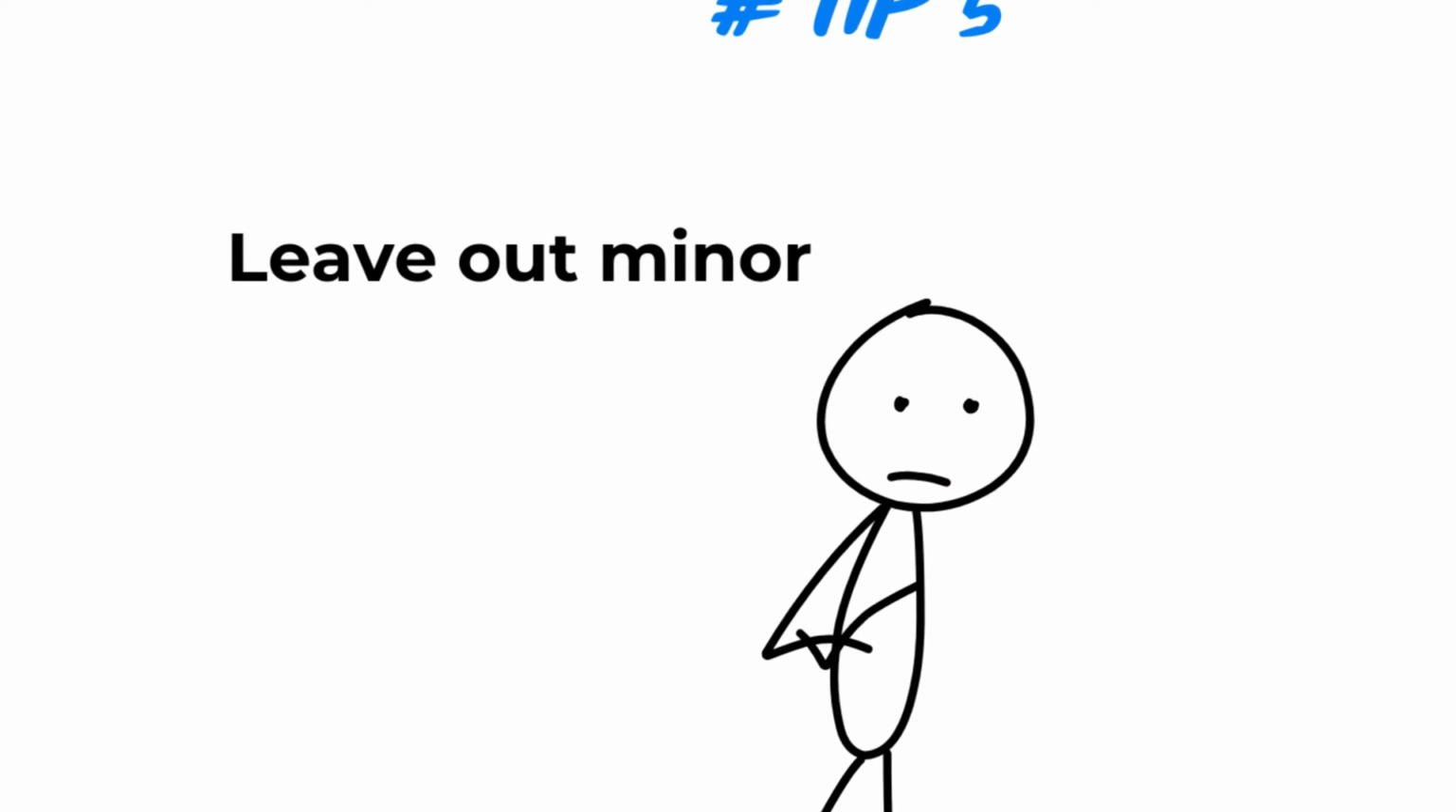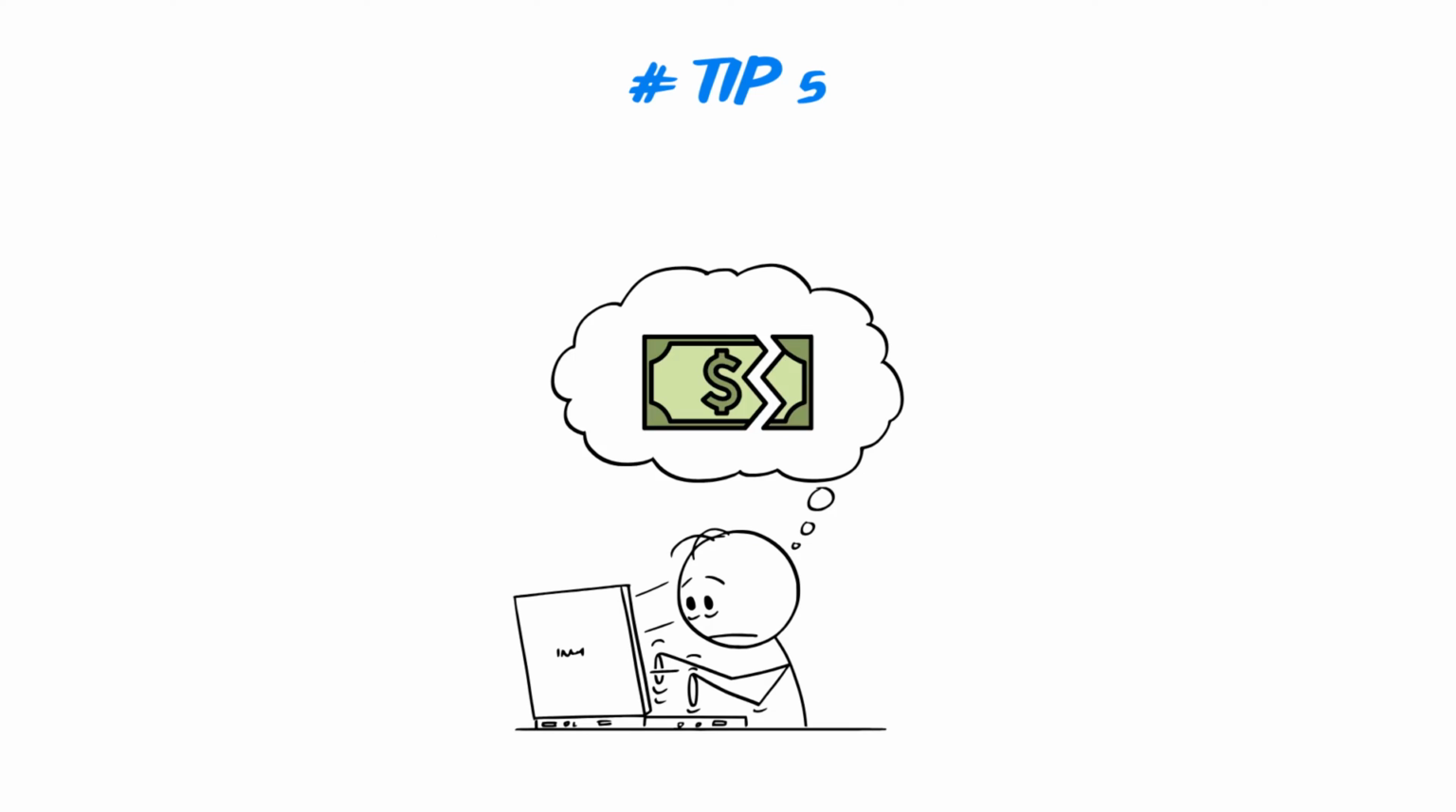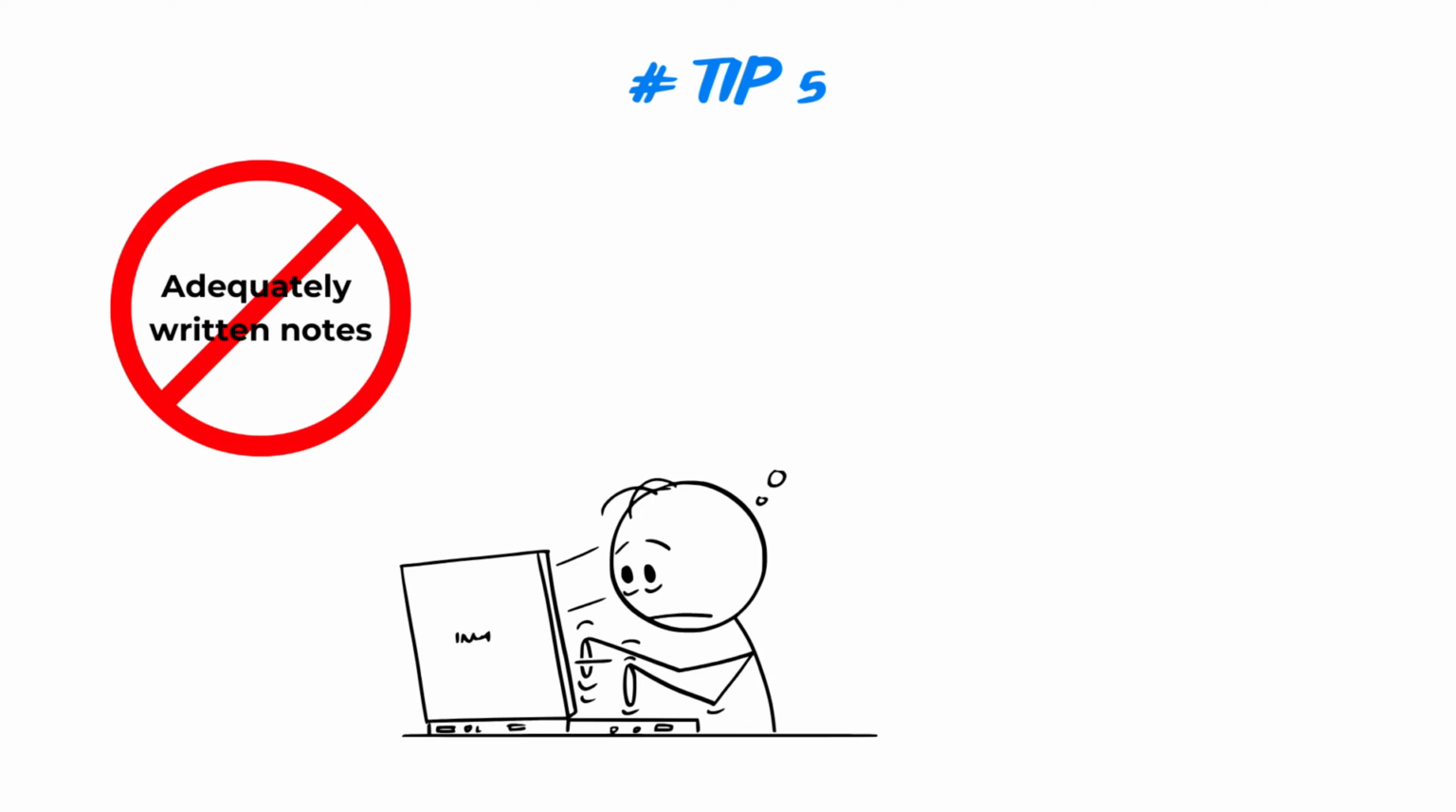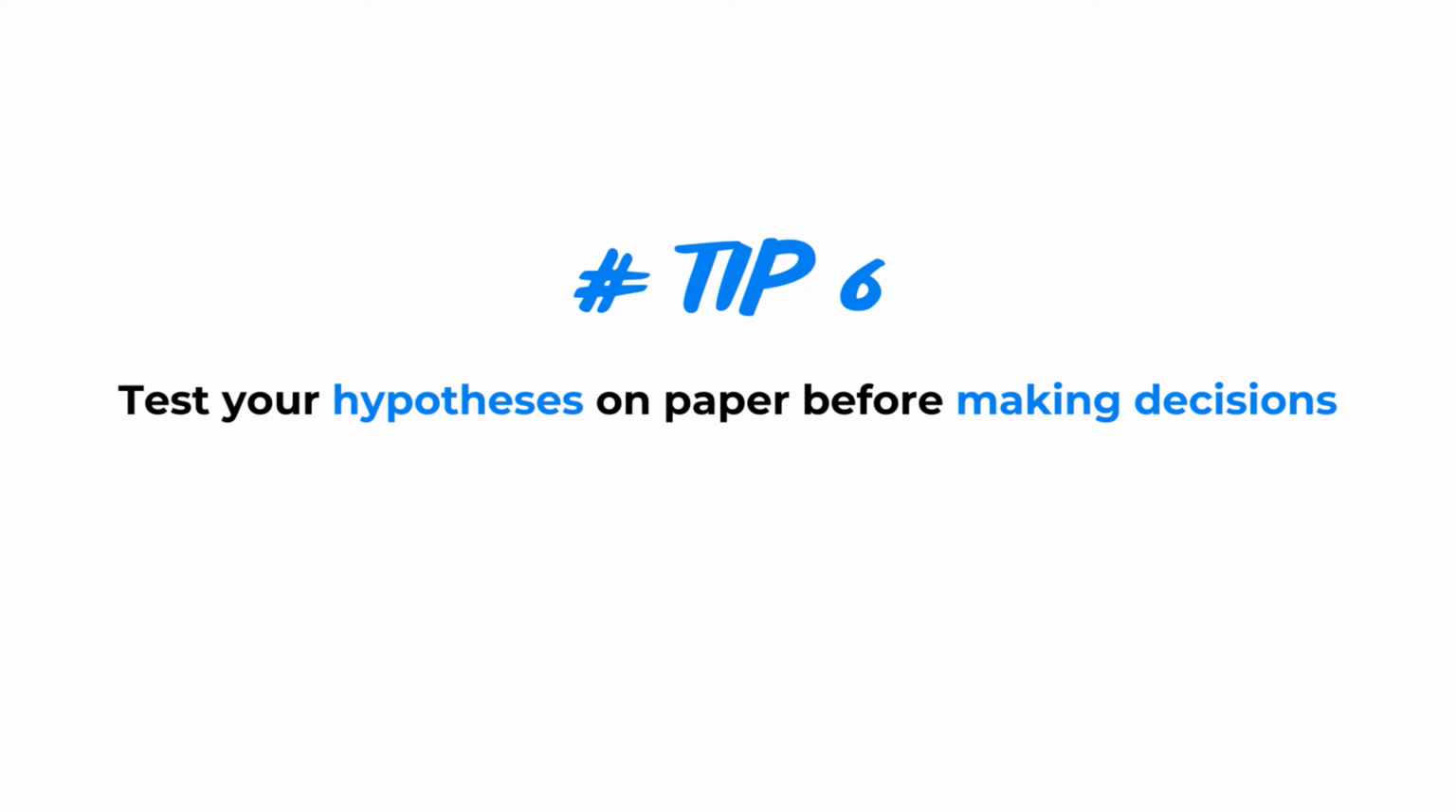Not only is it more likely for you to leave out minor but important details, but you can also panic and fail to remember something. Without adequately written notes, you might end up wasting precious time. Tip number 6. Test your hypotheses on paper before making decisions.